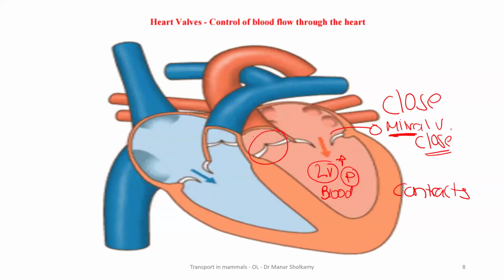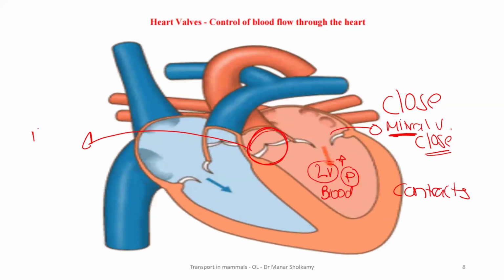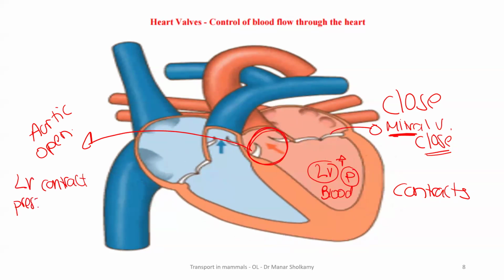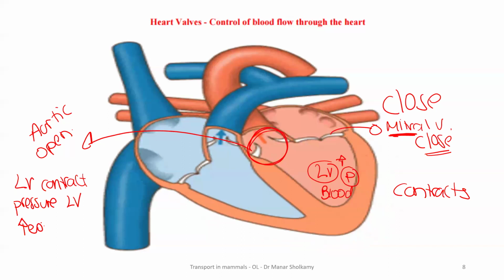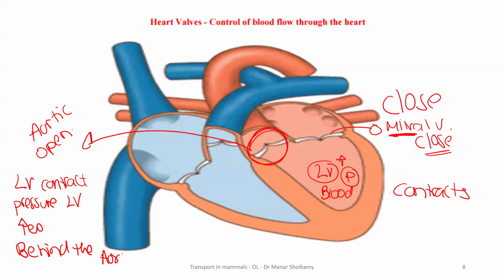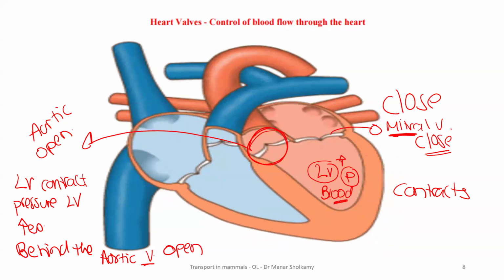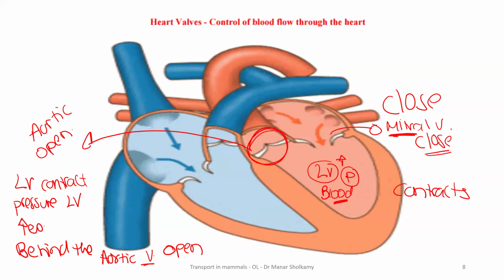Now let's look at the aortic valve. The aortic valve, on the other hand, will open. Why? Because when the left ventricle contracts and pressure in the left ventricle increases, this pressure is behind the aortic valve. That's why the aortic valve will open. So when the blood is in the left ventricle and the left ventricle contracts, I have two valves. One will open and one will close.